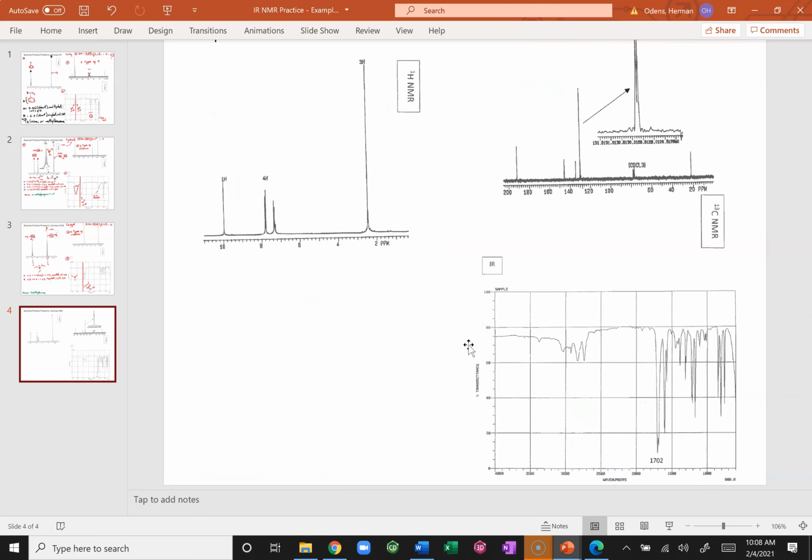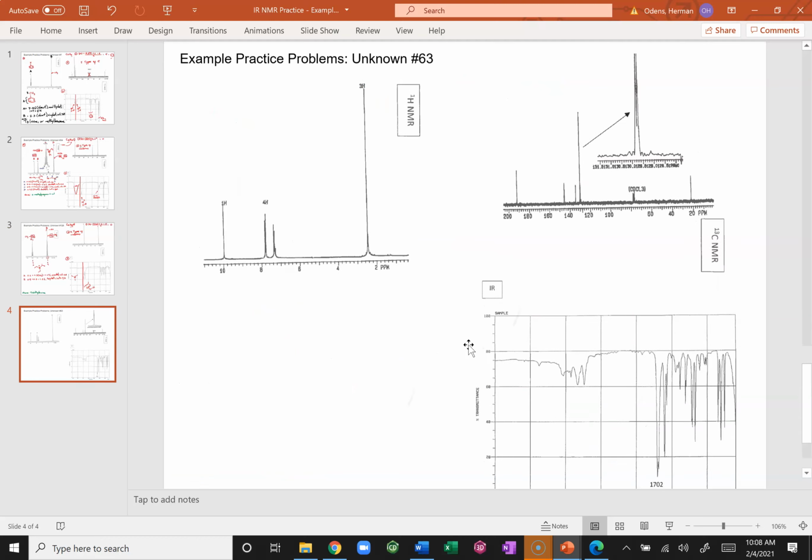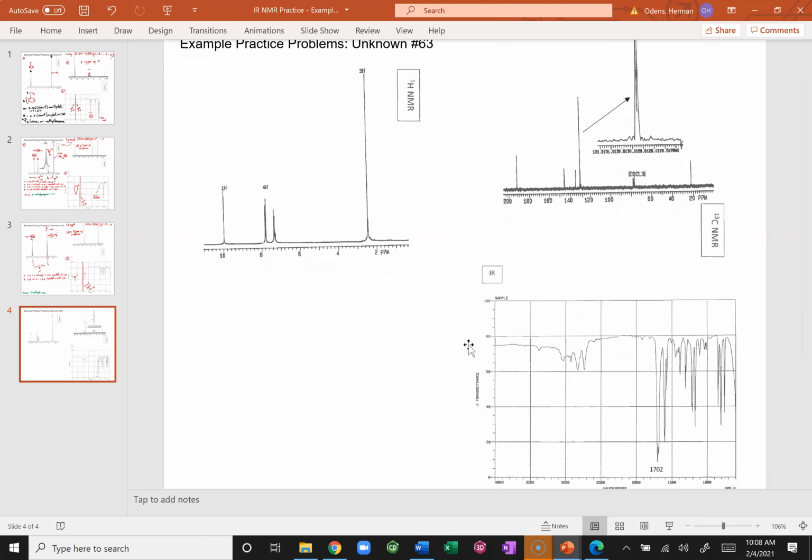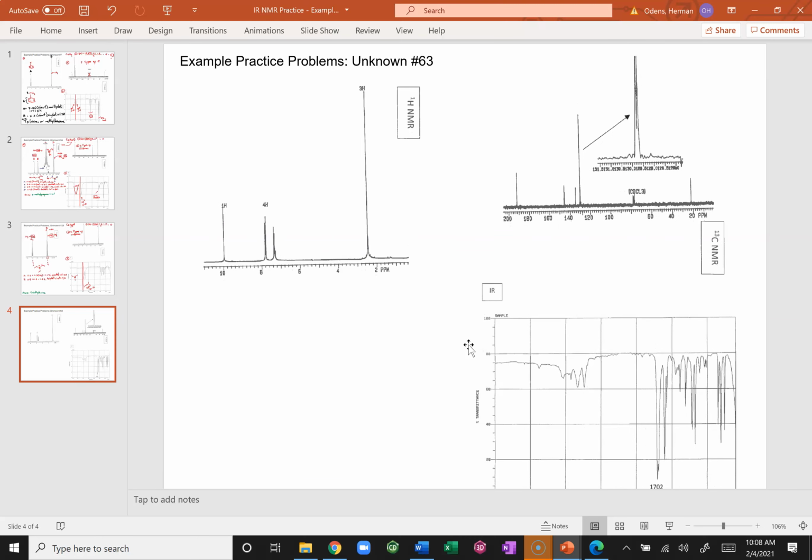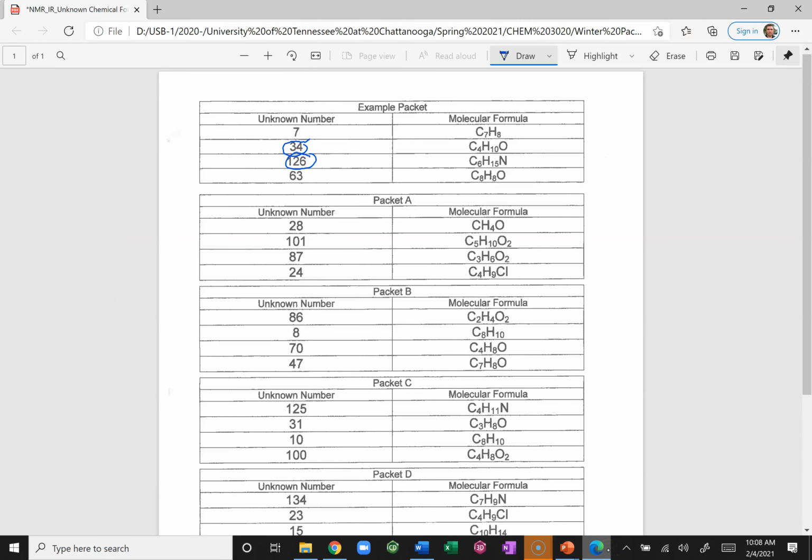All right. Let's do one more. Okie dokie. All right, unknown 63. This is the last one in the list here for the practice example packet. C8H8O.